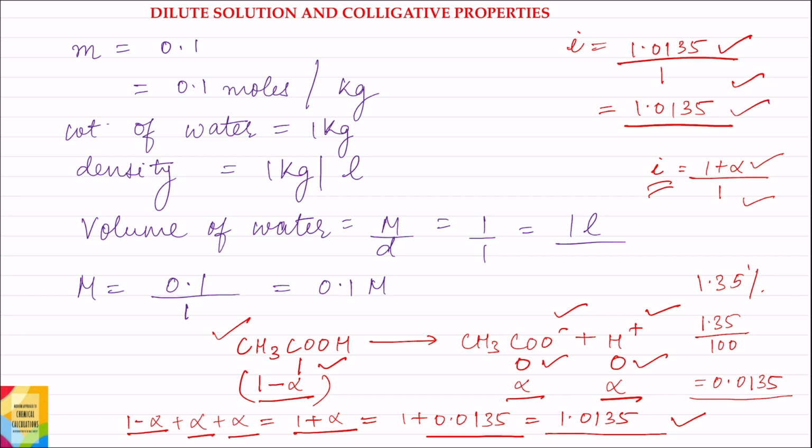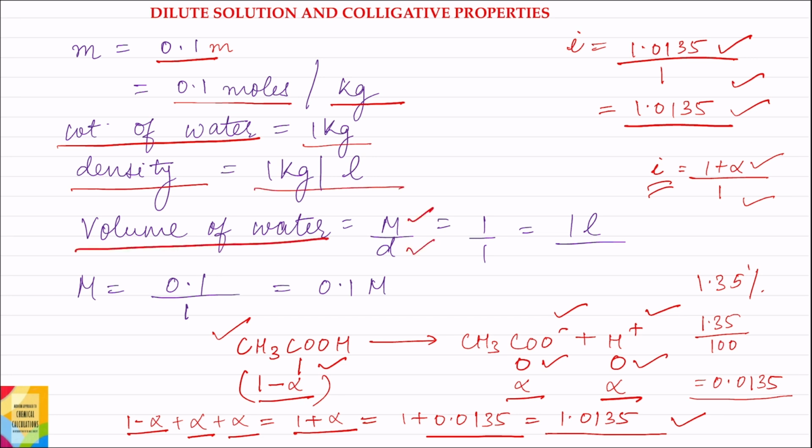Now molality of the solution in this question is given as 0.1 m, which means 0.1 moles per kg of solvent. Therefore weight of water, since the solvent here is water, is 1 kg. Density of water is 1 kg per liter. Therefore volume of water will be equal to mass by density, that is 1 divided by 1, and this is equal to 1 liter. Now since amount of solute present in the solution is very less, the volume of solvent and volume of solution can be taken as same, that is 1 liter, and the molarity of the solution becomes 0.1, that is number of moles divided by volume of solution in liters, that is 1 liter, and this is equal to 0.1 M.